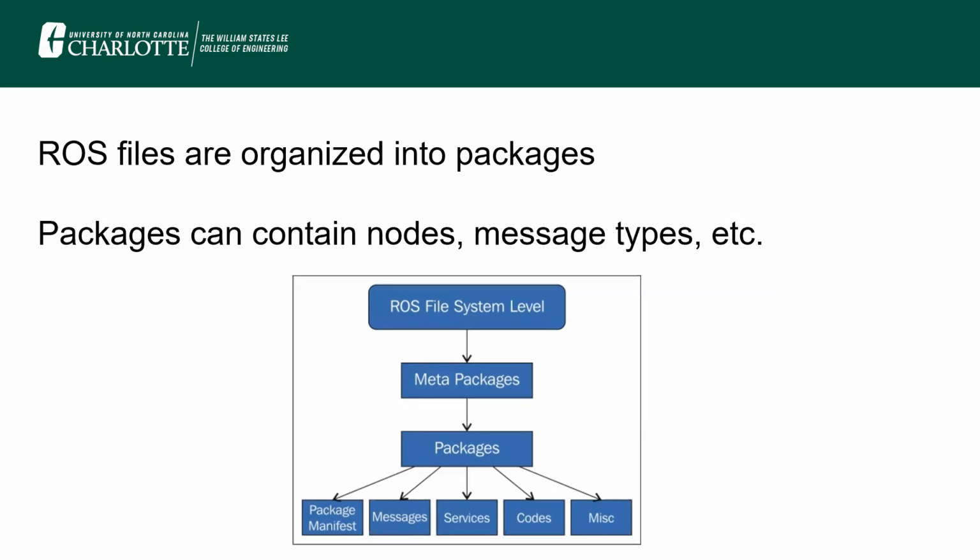So ROS wants to organize all of its code into packages. It follows a structure like this diagram indicates here, where we have meta packages, and inside of the meta package you have different packages, and those packages can contain things such as new message types. It says codes miscellaneous, but basically your executables that you run are also stored in packages as well. So everything's organized into individual packages, which then contain different things inside of them. We'll get a better idea of what those things are as we move forward.